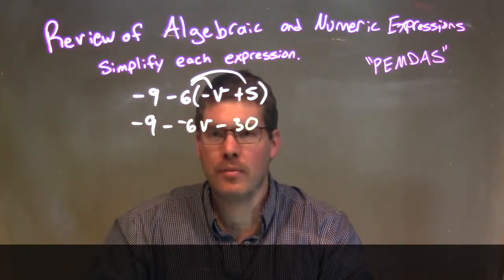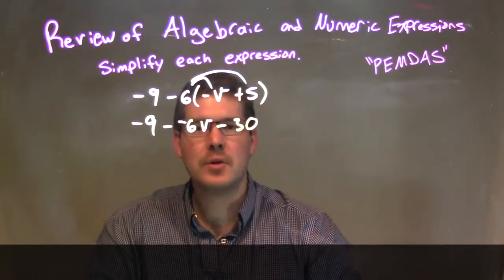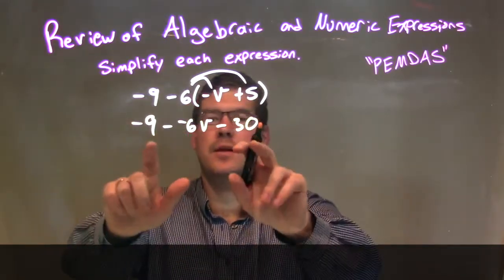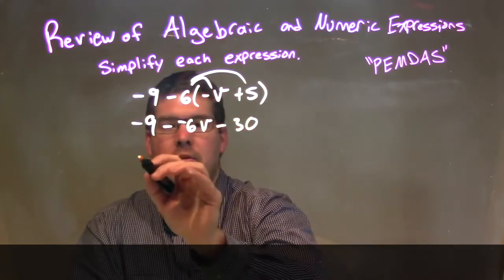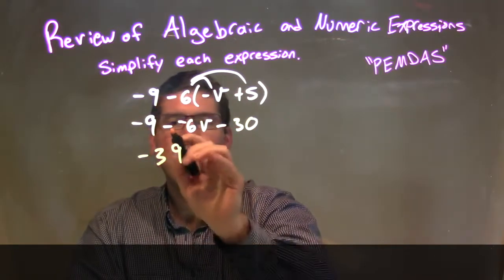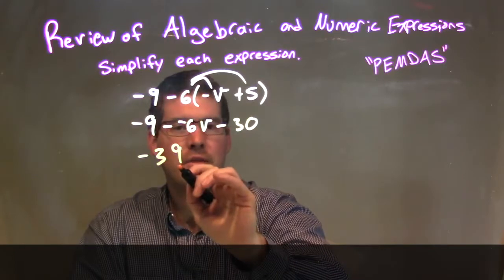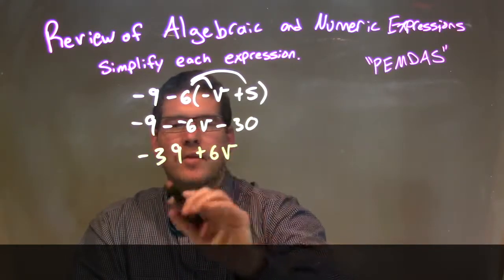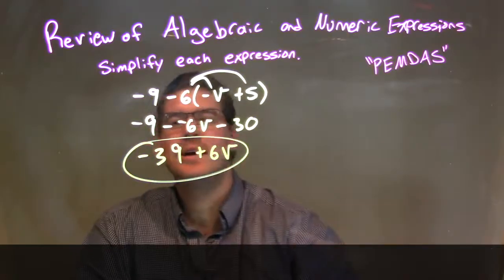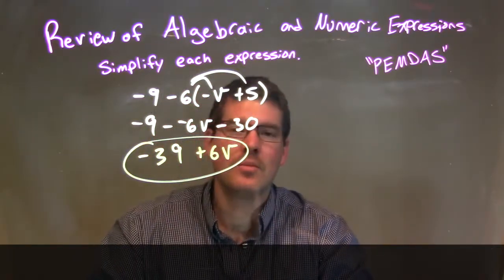Right, 6 times 5 is 30, but the subtraction sign. So now, let's go combine our like terms here. The only like terms I see are the numbers that I can combine. So we have a negative 30 and a negative 9. That comes together to be a negative 39. And then subtracting a negative 6, though, is the same thing as adding a positive 6. So we go plus a 6v right there. And so our final answer here is just negative 39 plus 6v.